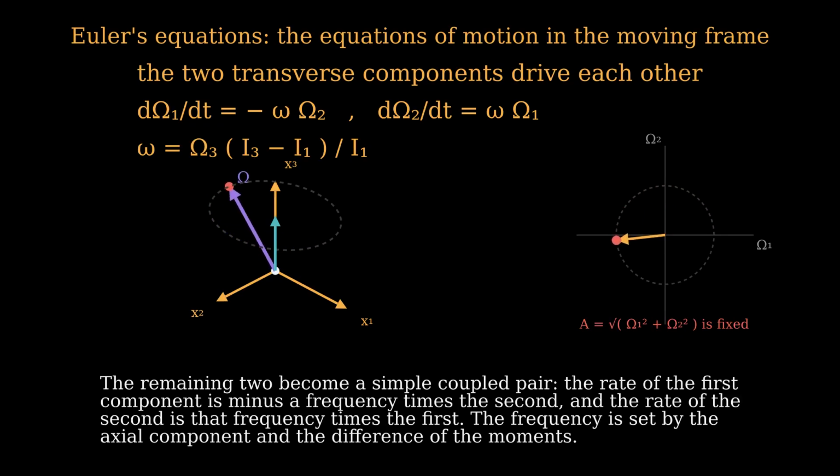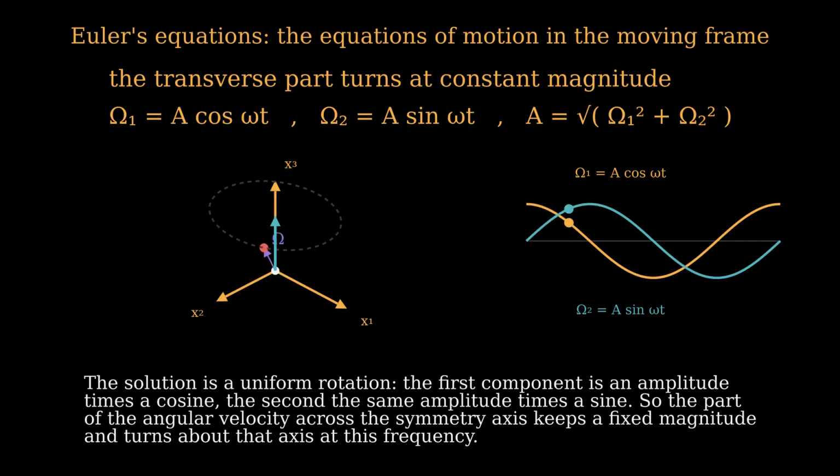The rate of the first component is minus a frequency times the second, and the rate of the second is that frequency times the first. The frequency is set by the axial component and the difference of the moments. The solution is a uniform rotation. The first component is an amplitude times a cosine, the second the same amplitude times a sine.